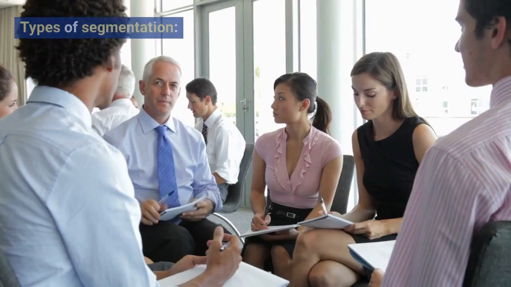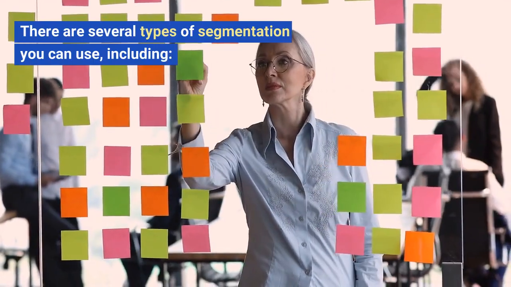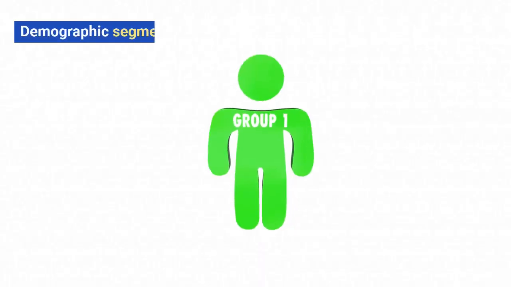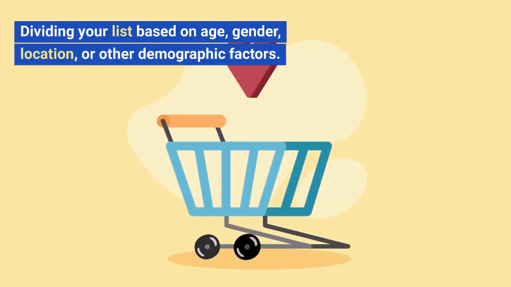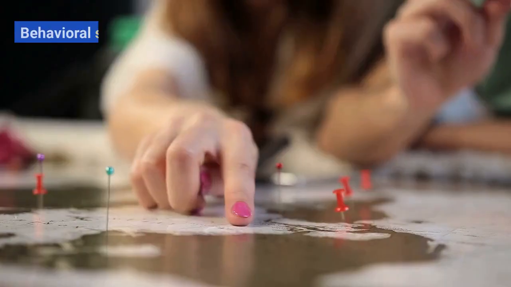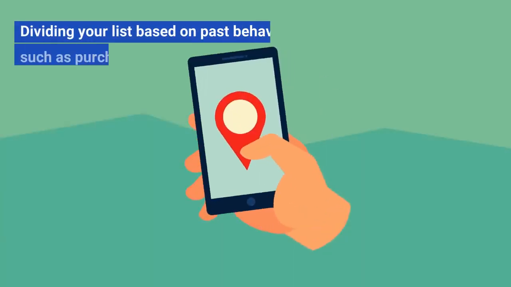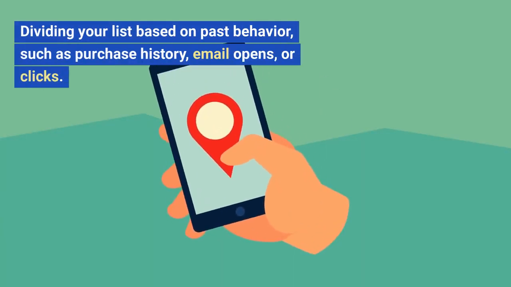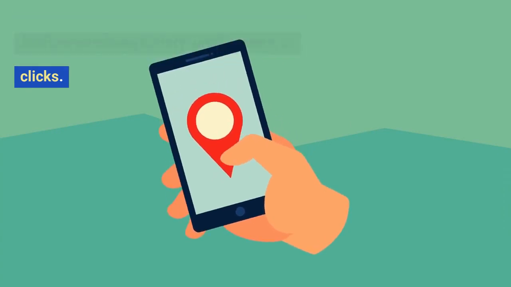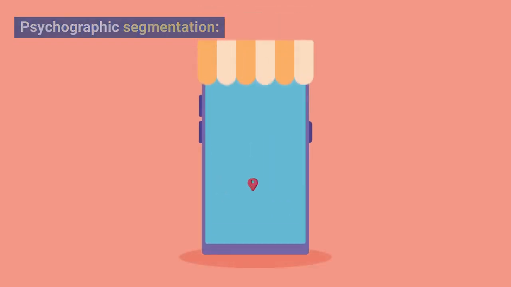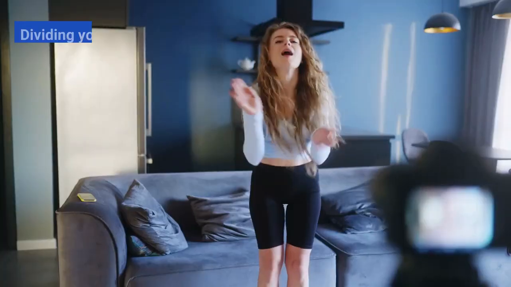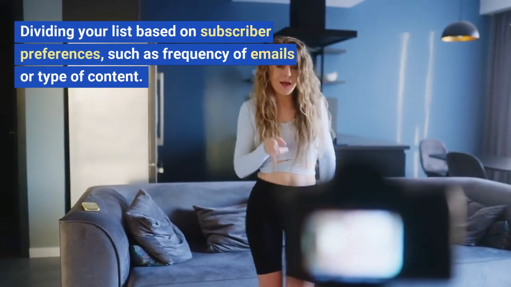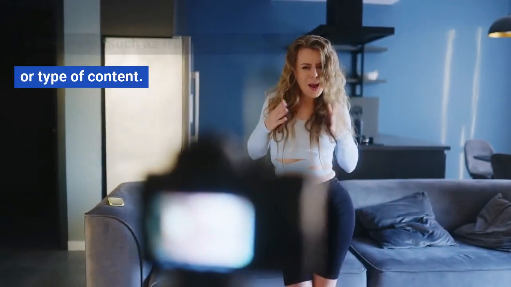Types of segmentation. There are several types of segmentation you can use, including demographic segmentation. Dividing your list based on age, gender, location, or other demographic factors. Behavioral segmentation. Dividing your list based on past behavior, such as purchase history, email opens, or clicks. Psychographic segmentation. Dividing your list based on personality traits, values, or interests. Preference segmentation. Dividing your list based on subscriber preferences, such as frequency of emails or type of content.